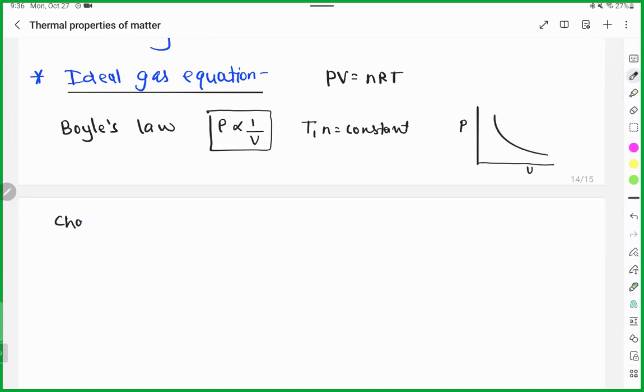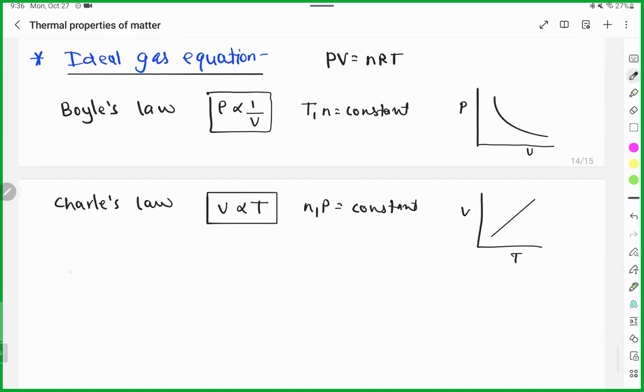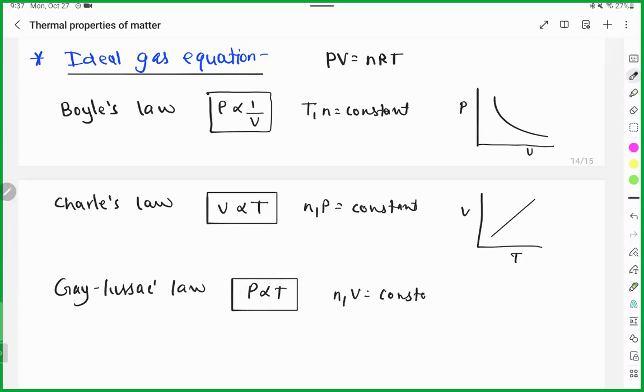Anvita, what is Charles' law? The pressure is constant and volume is directly proportional to temperature. Chandana, what is Gay-Lussac's law? Volume remains constant, sir. Pressure is directly proportional to temperature. So n and V are constant and the graph will be a straight line for pressure and temperature.